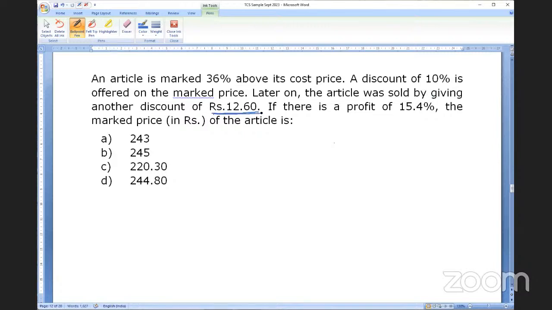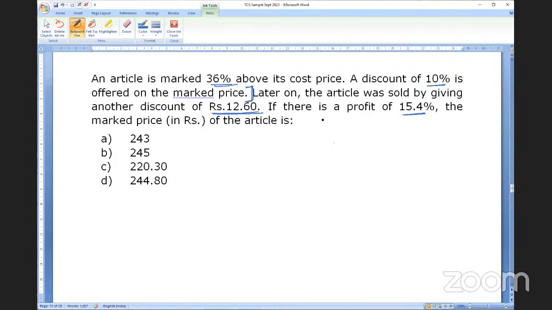Now, this value is given in rupees. Initially, all the values are given in percentages. If there is a profit of 15.4%, now this is also in percentage, what is the marked price of the article? Okay, let's read till this point only. It has been marked up by 36% and then a discount of 10% is given.